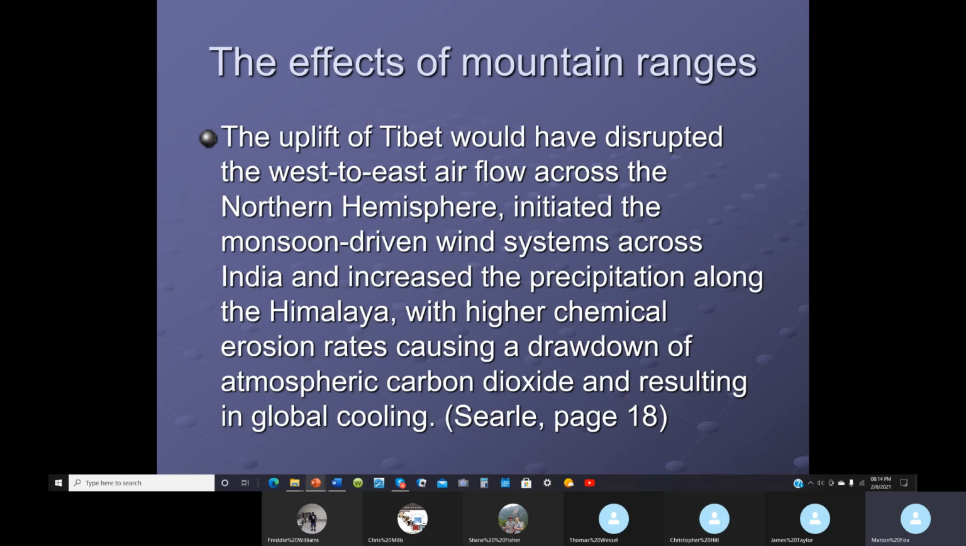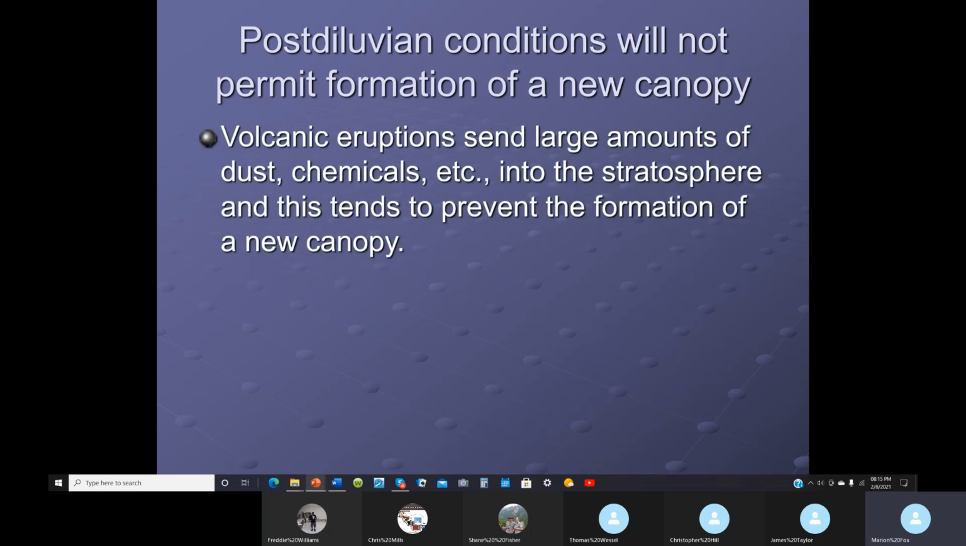My flood model says there weren't mountain ranges before the flood. They came about during the flood. These mountain ranges will affect the climate, and they will keep this situation from going back to what we had before the flood. It won't go back to it. Mountain ranges and other factors will affect it.